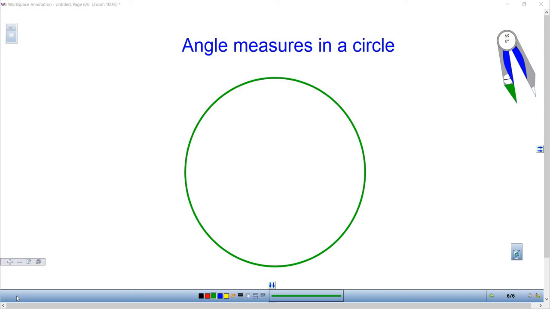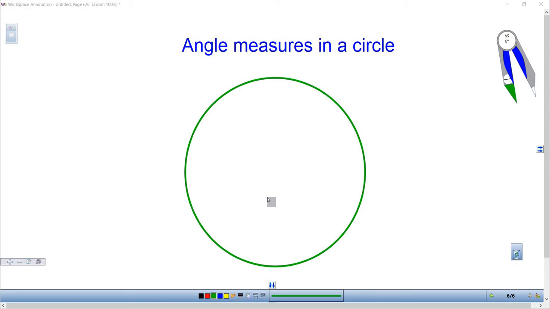Well, hey everybody, Mr. Reed's back with you, and in this short video, we're going to be talking about the angle measures in a circle. More specifically, the central angle measures in a circle. So remember, a circle is the set of all points that are equidistant from a center point.